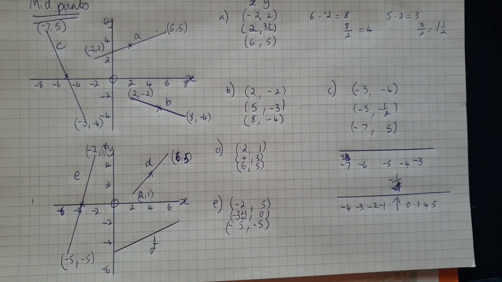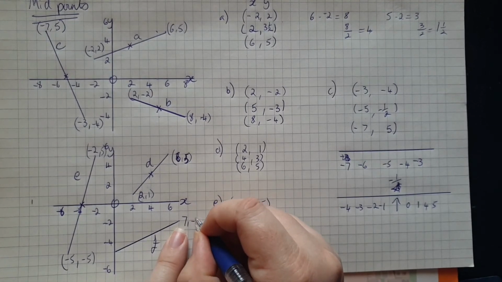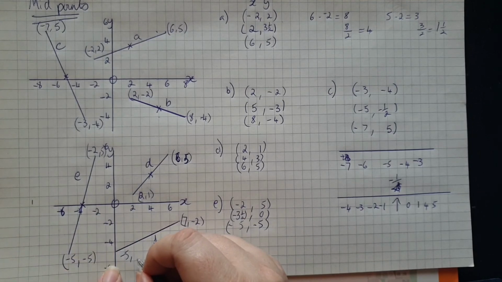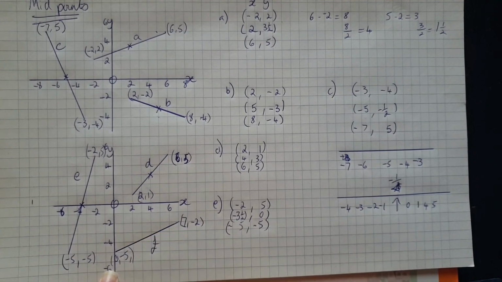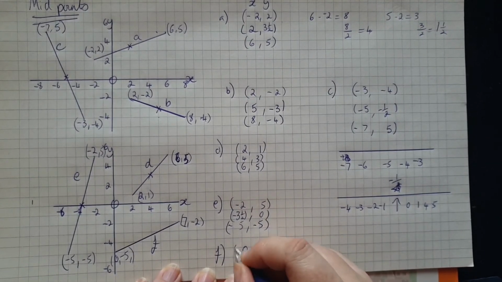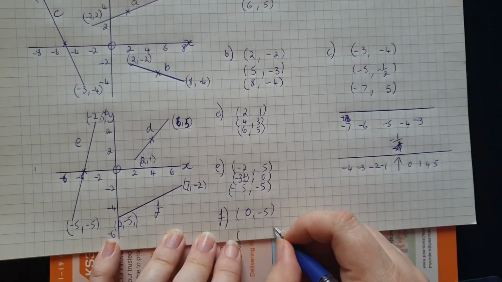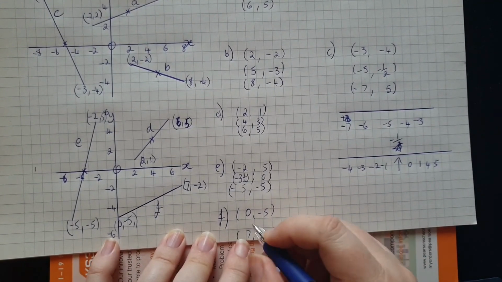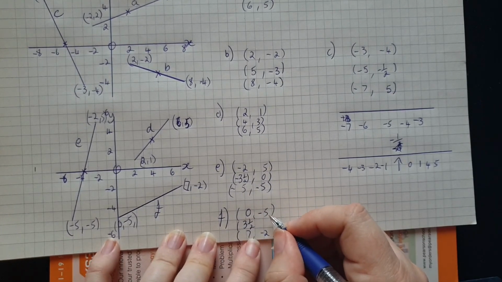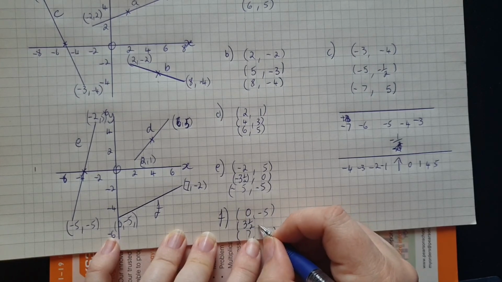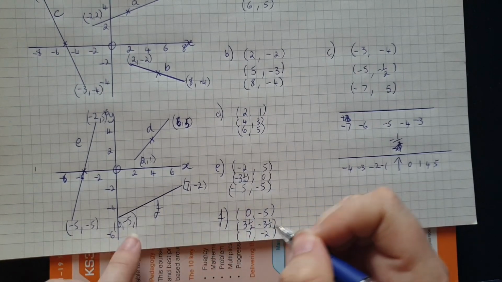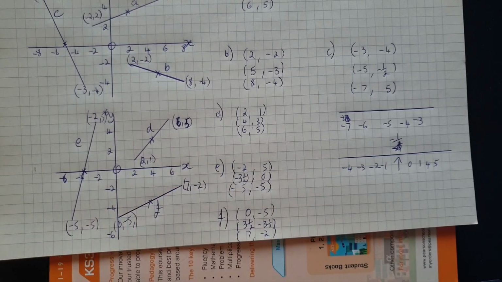Midpoint on the graph. Final one, 7, -2, 0, -5. Running out of room on my paper. 7, -2. Midpoint 3.5. Midpoint -3.5. Plot the point and it's on the line.